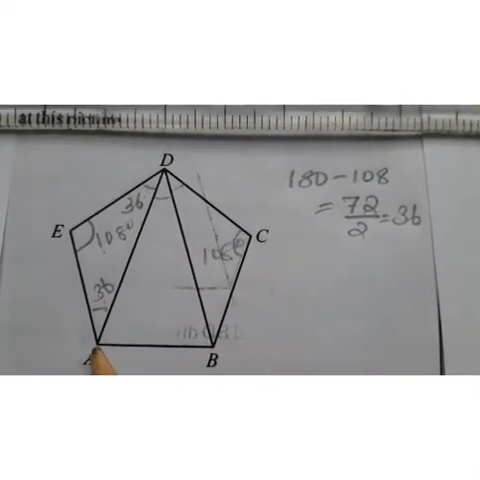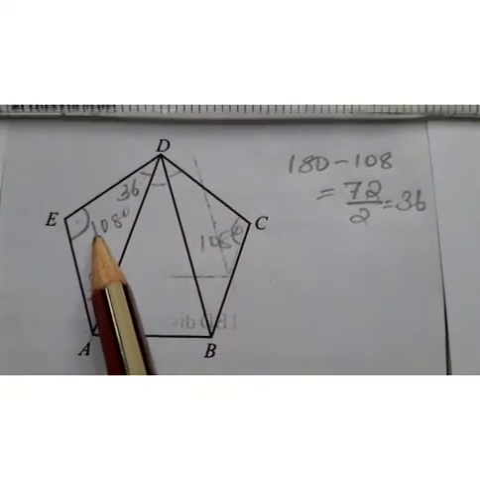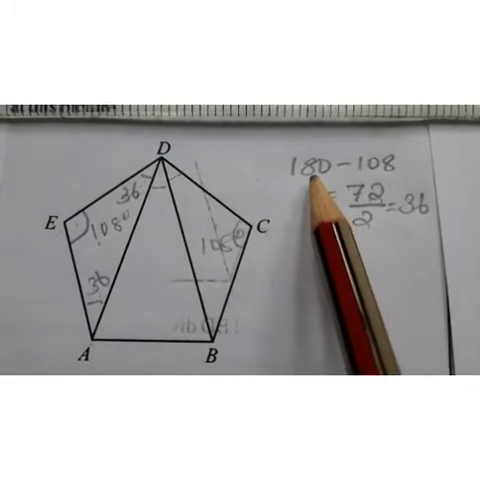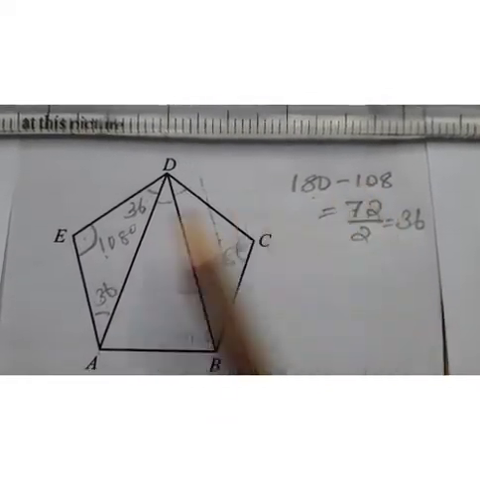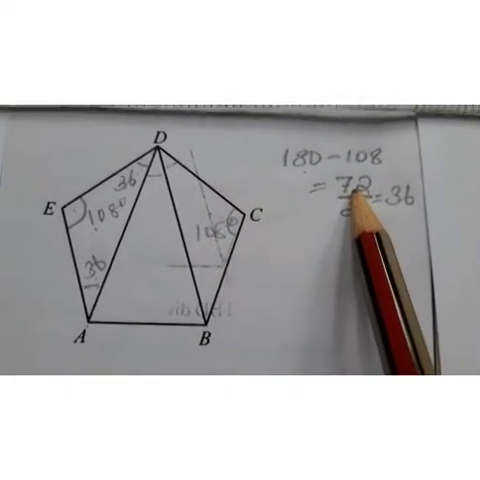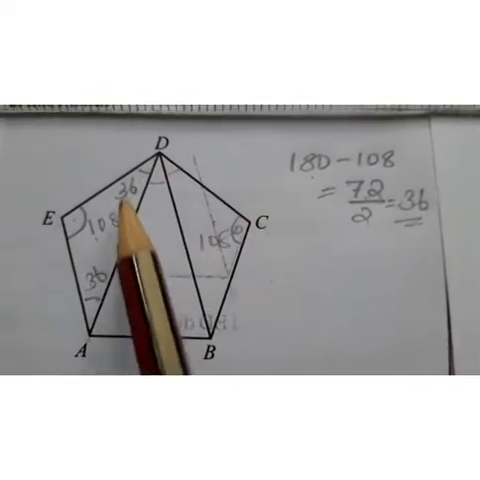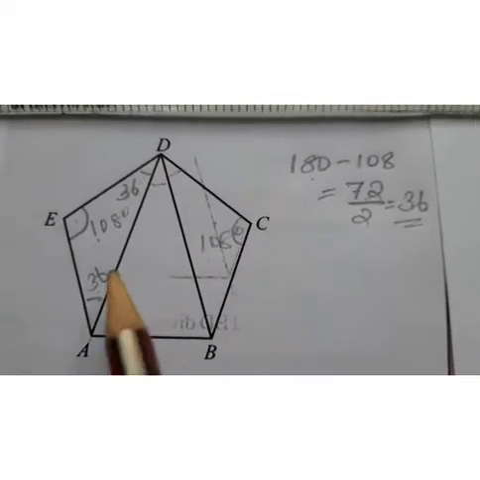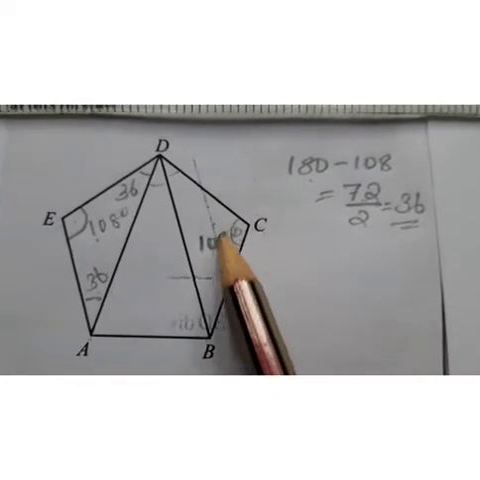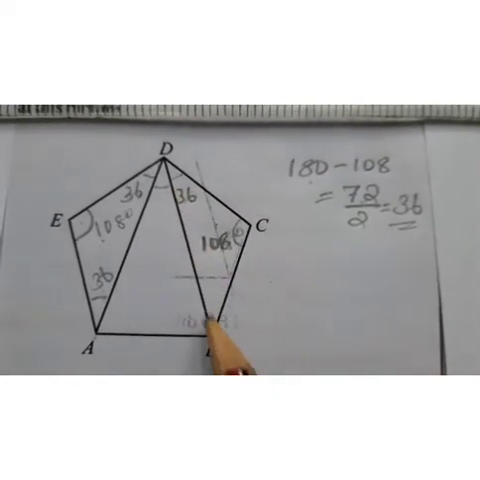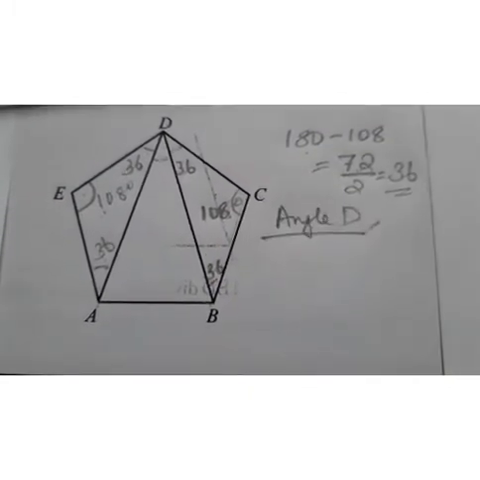So triangle AED is an isosceles triangle, and one angle is 108. So the other angles, how will you find out? 180 is the total angle. 180 minus 108 will get 72. 72 is divided into 2 equally. So 36. Each angle is 36. Same like that in triangle BCD also we will get. This angle is 108. What about here? 36. And here also the angle is 36.